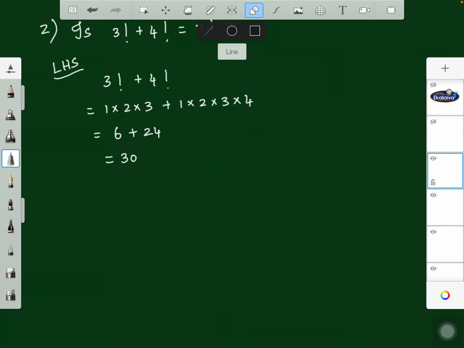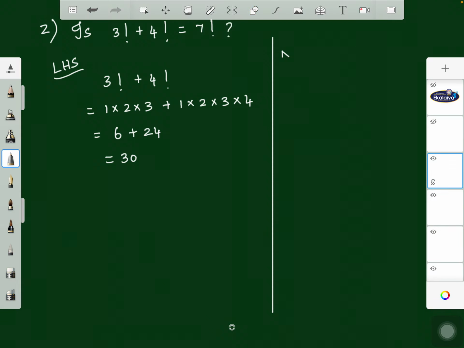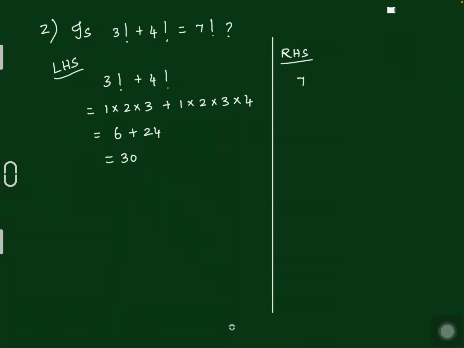Now let me take the RHS. So what is RHS here? 7 factorial. What is 7 factorial? 1 into 2 into 3 into 4 into 5 into 6 into 7. So when you multiply, what do you get? 2 3s are 6, 6 4s are 24, 24 5s are 120, 120 into 6 is 720, 720 into 7 is 5040.